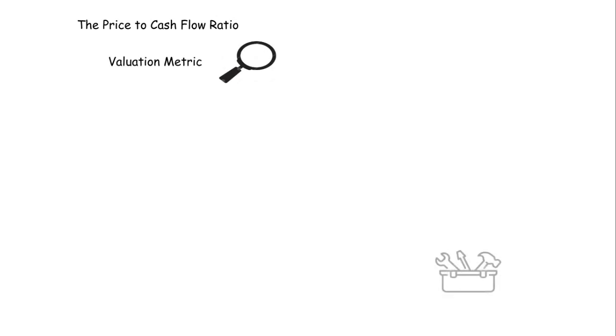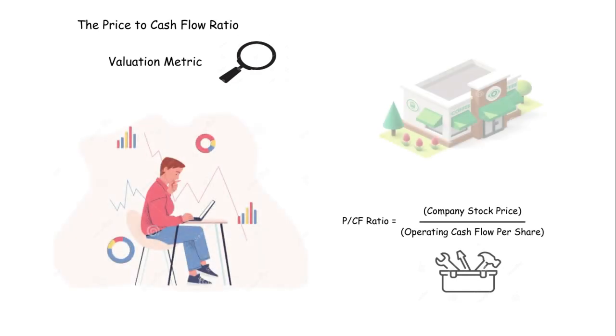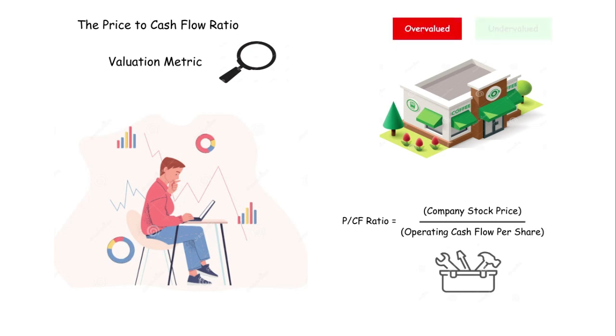The price-to-cash flow ratio is a valuation metric and a powerful tool used by investors to help them value a stock. It is calculated by dividing the share price of a company by the company's operating cash flow per share. Investors use this metric to help them determine whether the stock of a company is over or undervalued.